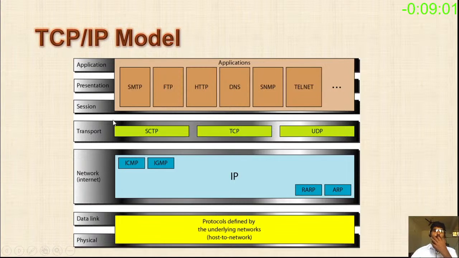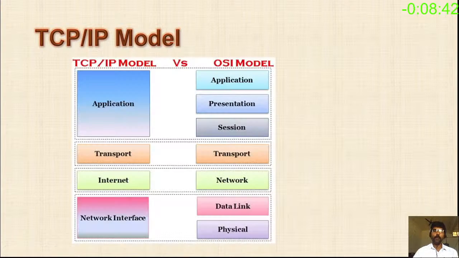These are the diagrams shown. Now the application layer provides a number of different protocols, and the transport layer provides TCP and UDP. These are the main protocols of the transport layer. This TCP layer is called a connection oriented protocol.